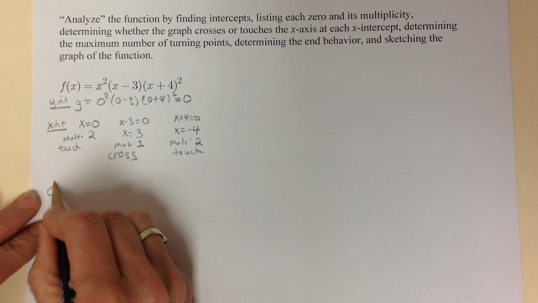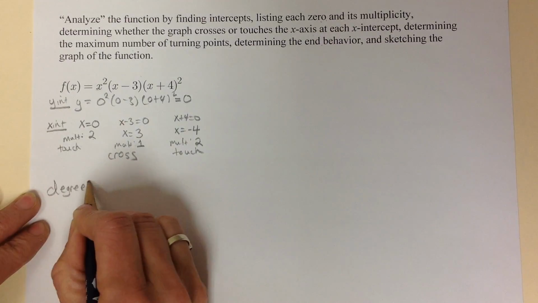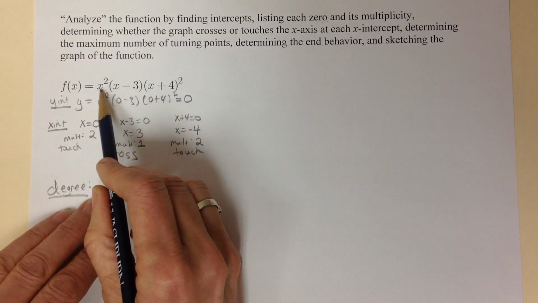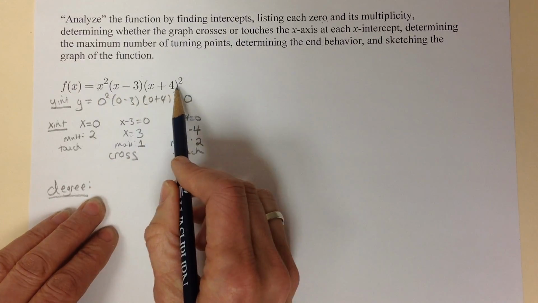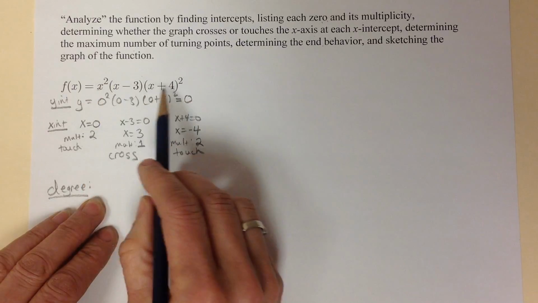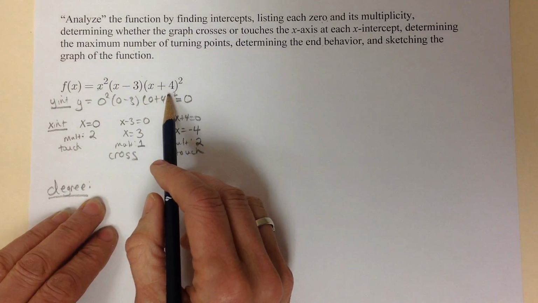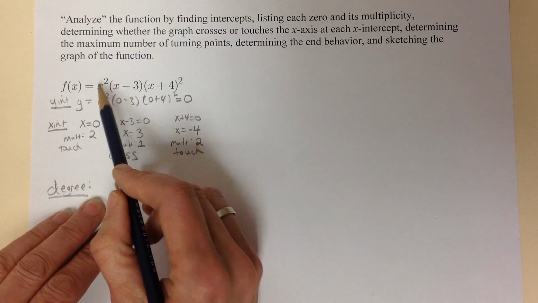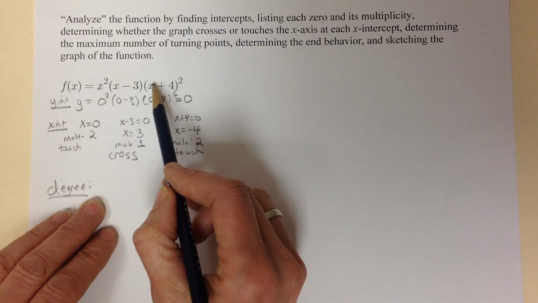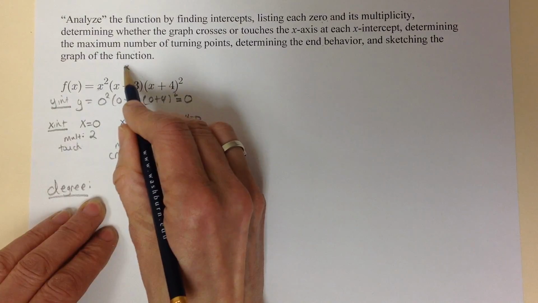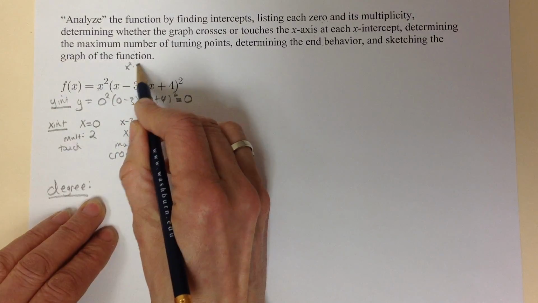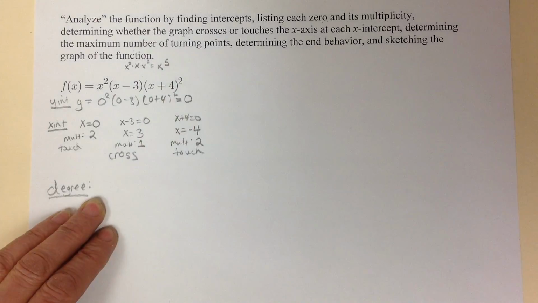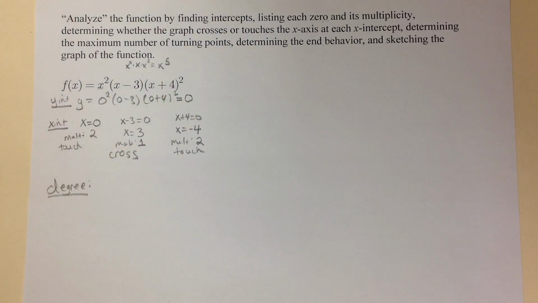Both of those need the overall degree of the polynomial. The degree is the highest power of x when it's all been multiplied out. You don't want to multiply out the entire quantity. You can just think about the highest power. So here we have an x squared times an x times another x squared. That would give me an x to the 5th for my highest power of x.